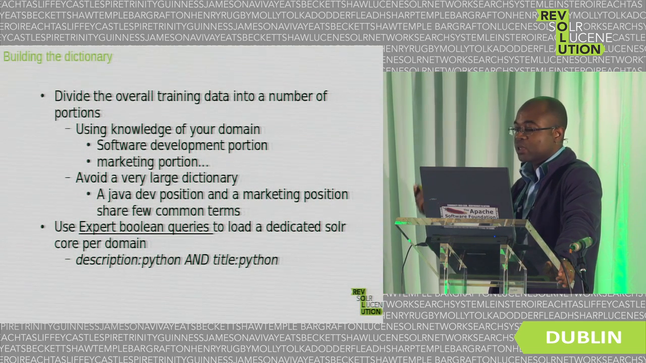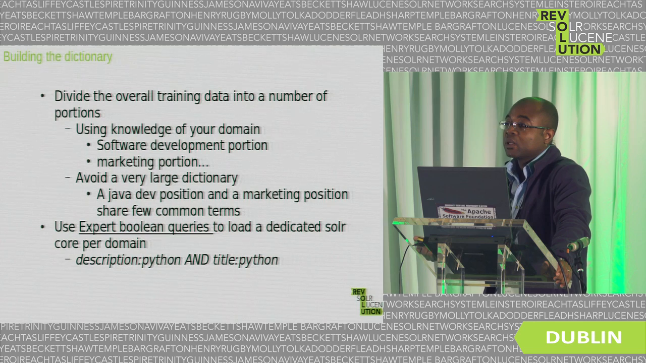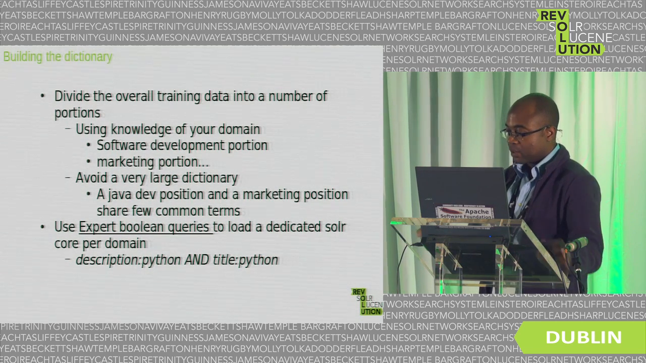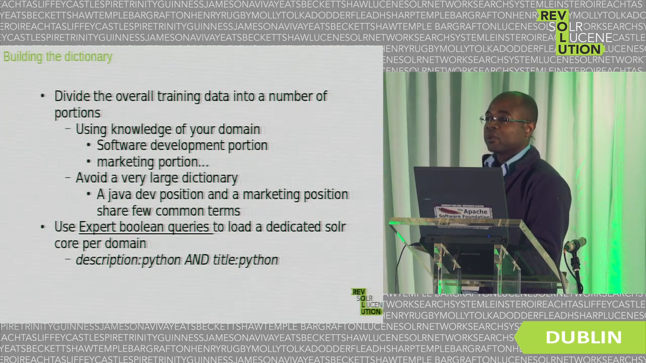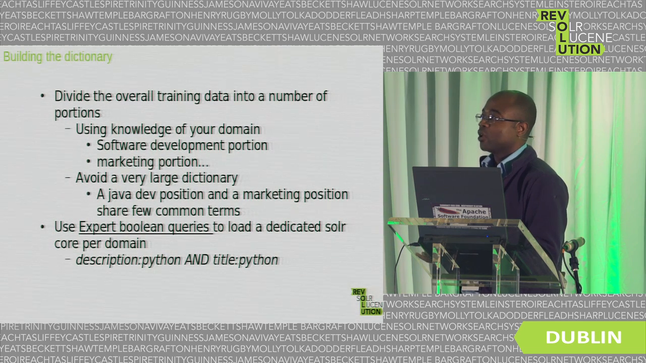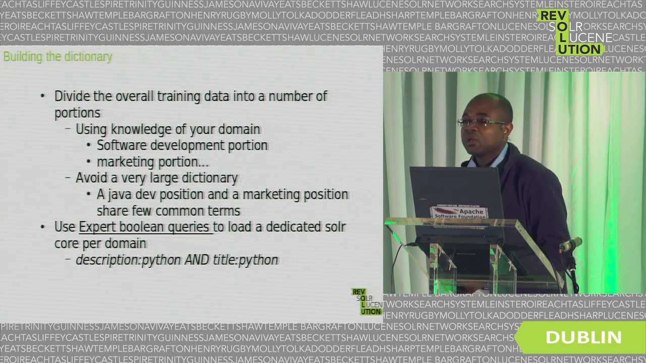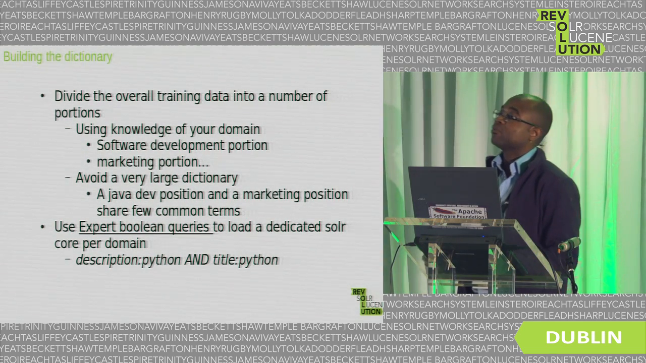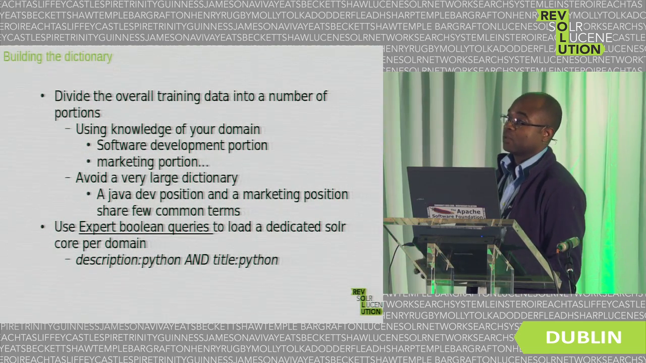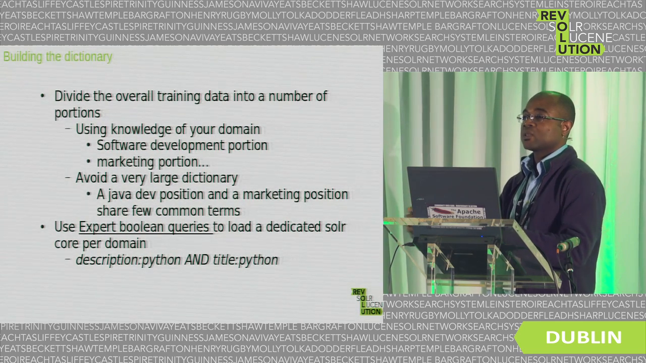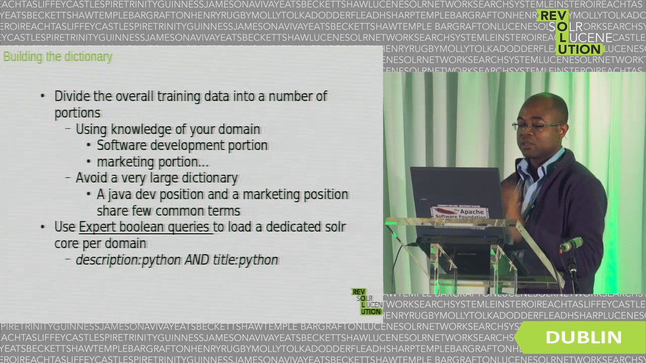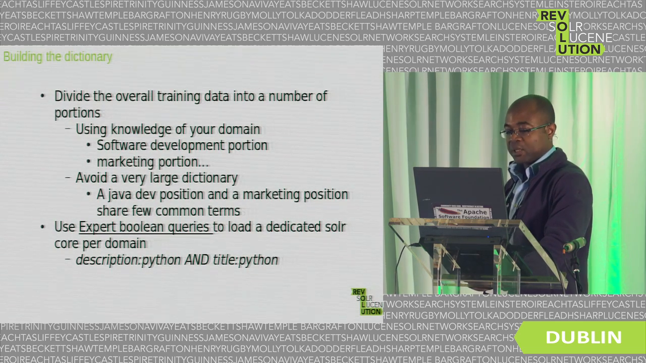This is just an illustration of an expert query. If I look at a job, and there is Python in the title of that job, and there is also Python in the description, there are good chances that they are looking for a Python developer, right? That is why we collect things like this to devise different collections with expert Boolean query.